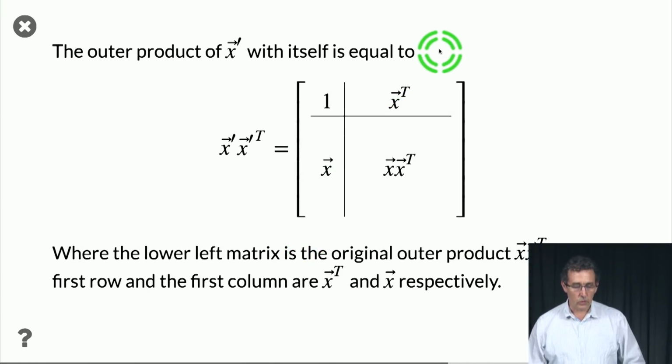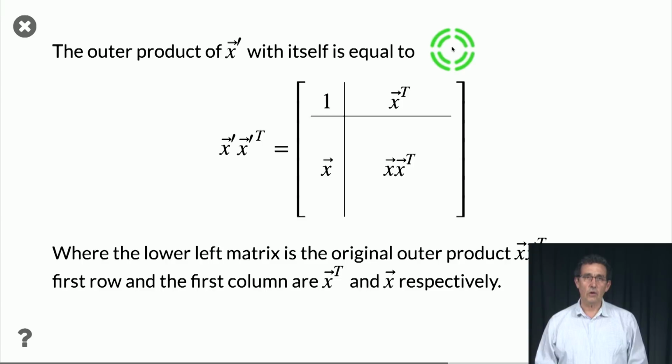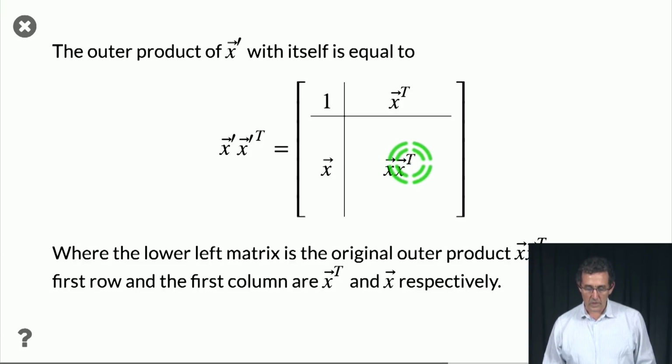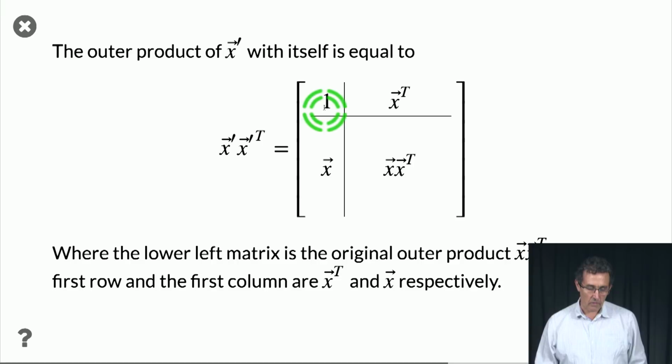And now suppose that we take the outer product of x prime with itself. What do we get? Well, we get a matrix that has a special first row and a special first column, and then the rest of it is essentially the original matrix, the matrix of the outer product of x with itself. And here we just have a 1. And what we have here, if you'll check, is simply the vector x transposed, and what we have here is the vector x, not transposed.